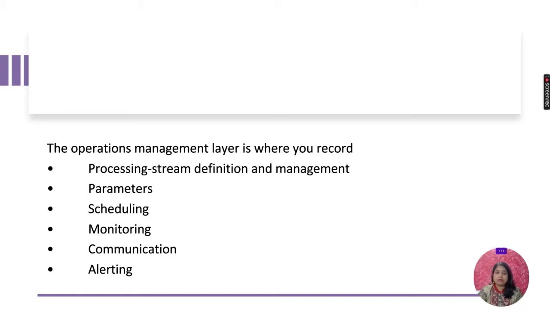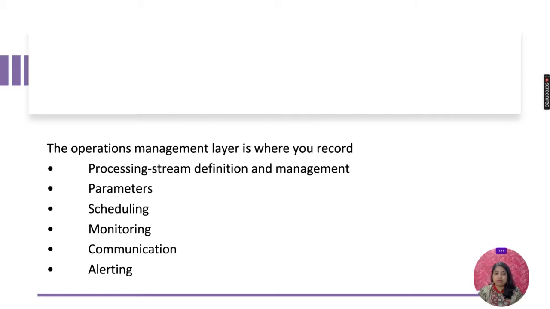First we have to record the processing stream definition and management. Then we have to record the parameters, scheduling, monitoring, communication, and alerting. So these are the 6 information that needs to be recorded for each process. Like in a process, what is the process stream definition and management? Then what are the different parameters? They can be recorded at one place, and then we can simply call that file and use it in our process.